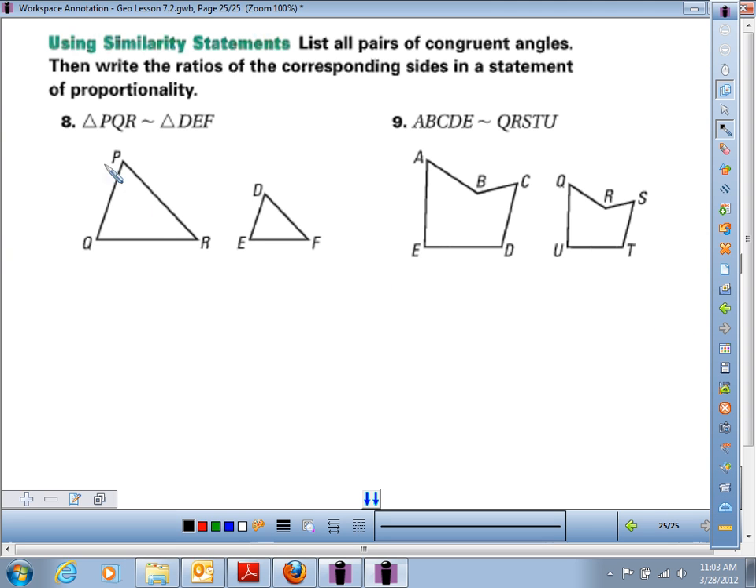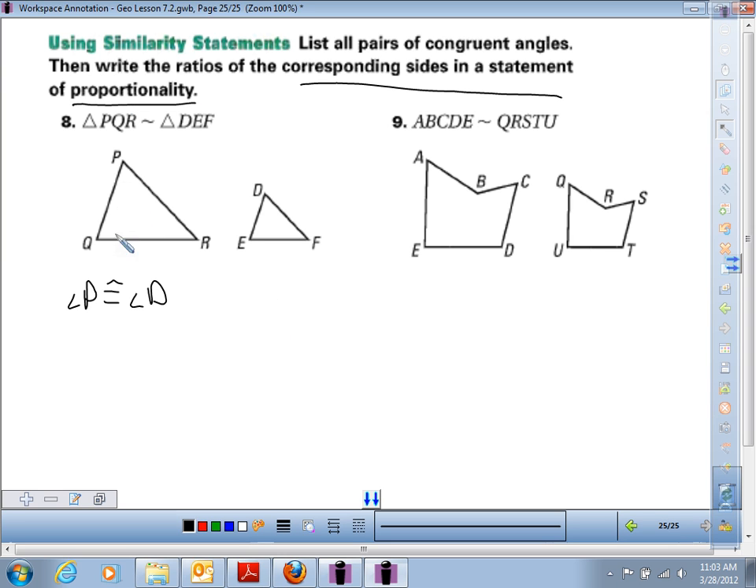8 and 9, guys, you don't have side lengths here, but what you're going to do is list all pairs of congruent angles. So angle P is congruent to angle D, go around the horn. And then you're going to write the ratios of corresponding side lengths in a statement of proportionality. To do that, you would just look at this. PQ and DE are corresponding. So I would say, segment DE over segment PQ equals, let's go, DF over PR. And finish it out, EF over QR. There's a statement of proportionality without actually having numbers.